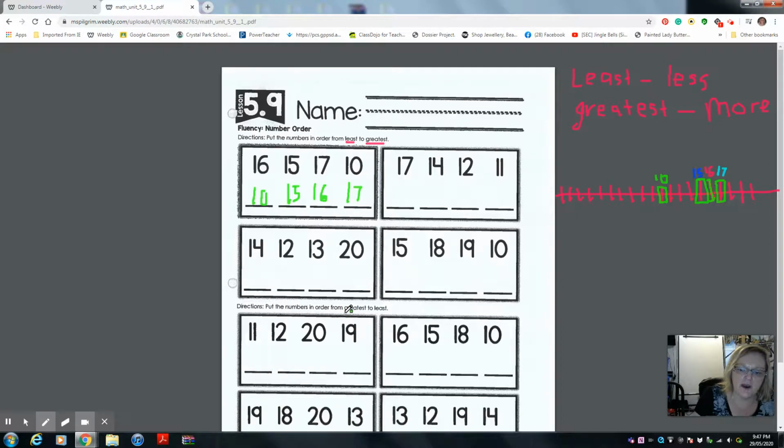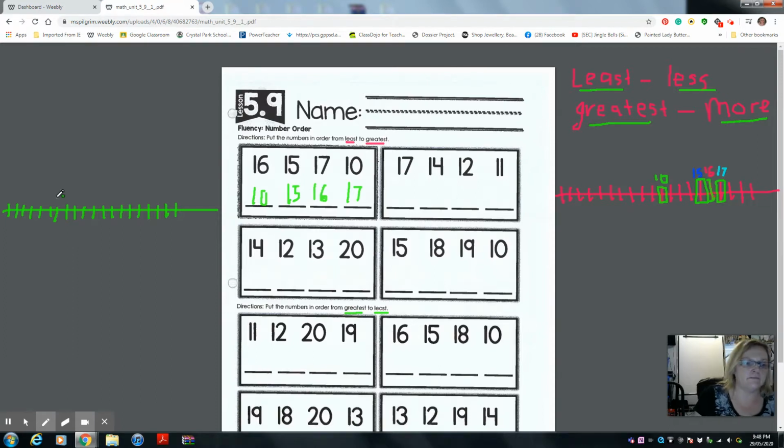Now we're going to come down here. It says from greatest to least. So we know greatest is more. Least is less. So this time we're going to take these numbers and put them in order from greatest to least, more to less. So you're going to draw a number line again. I hope you have your number lines still, the ones Miss Perlman sent home, because you could use them. Miss Perlman's already going up to 20, and we're going from greatest to least.